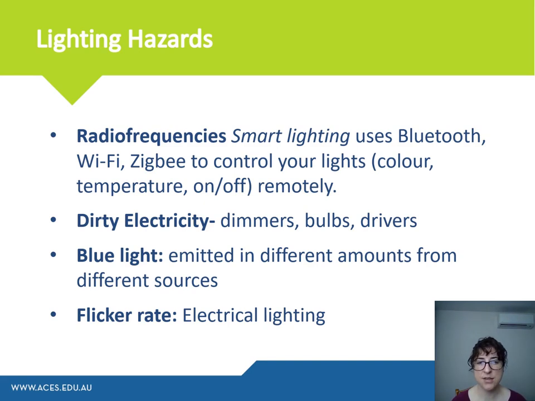Dirty electricity: the dimmers, bulbs, and drivers. Different lights will have different dirty electricity associated with them, but generally the rule is dimmers are not good to use, so we try to avoid that. So looking at the design aspect of how someone's going to use the room, where they can place lamps and things to turn off main task lights and have lower lighting in different ways than with dimmers is a good start.